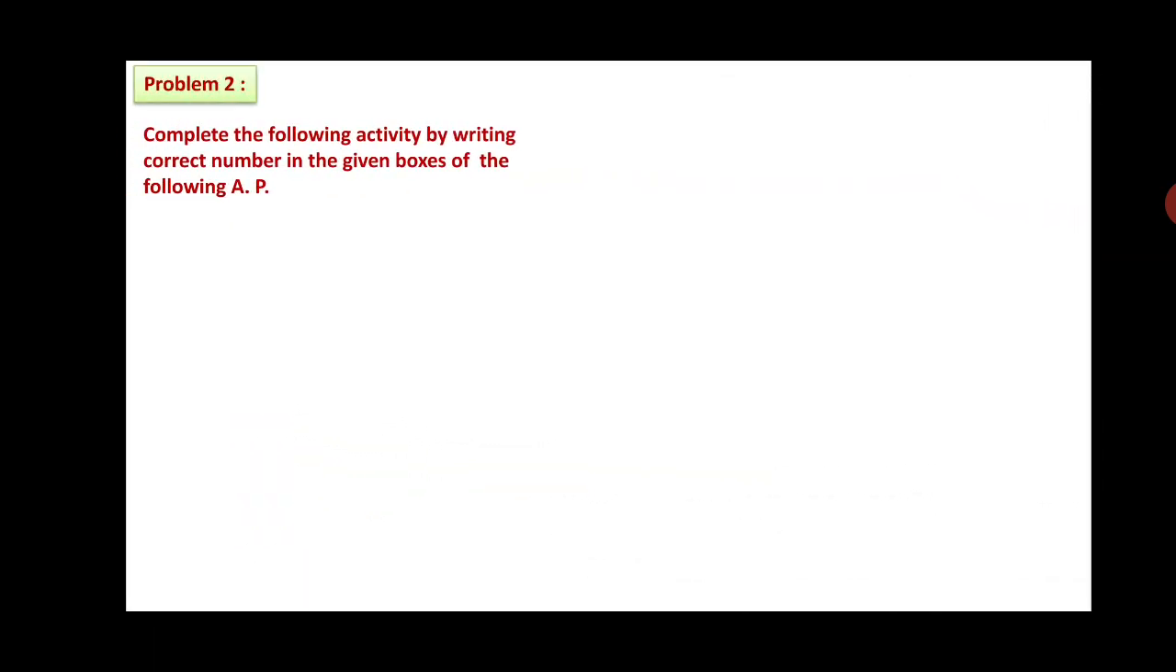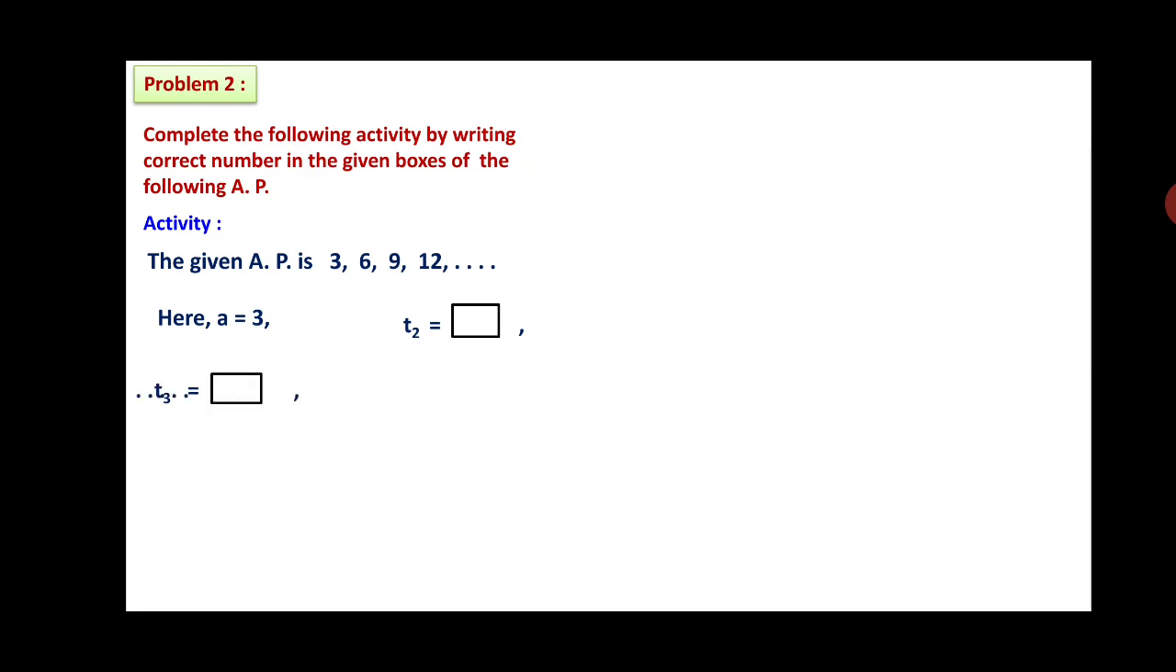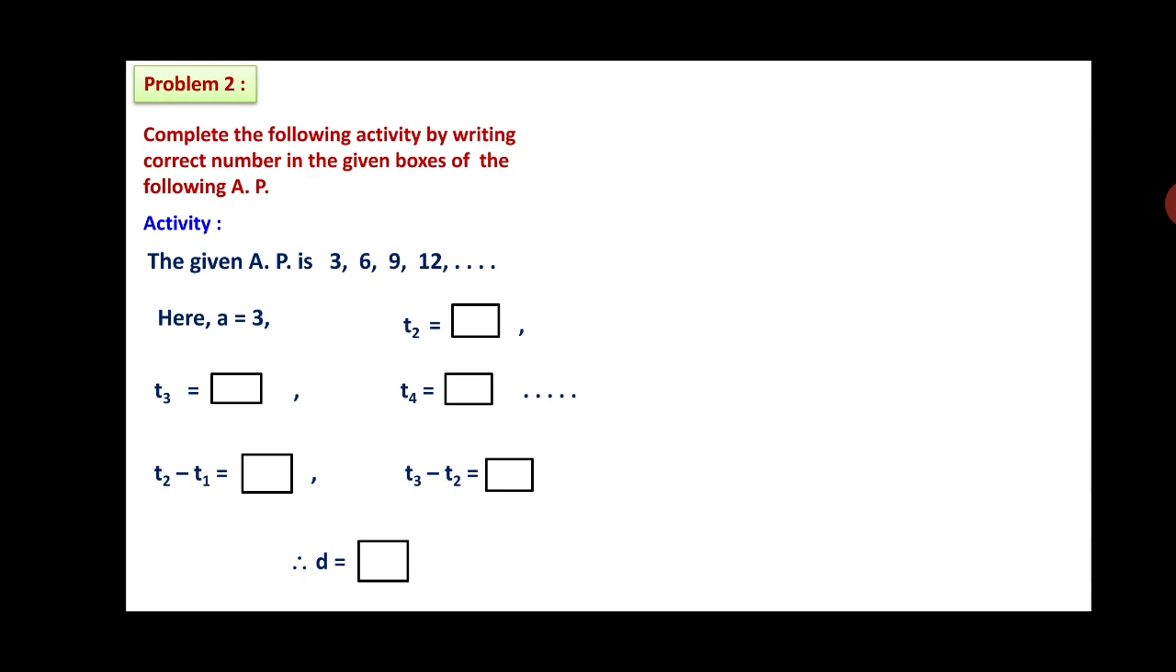Now we'll consider the second activity based problem. Complete the following activity by writing the correct numbers in the given boxes for the following AP. The activity is like this: the given AP is 3, 6, 9, 12 and so on. Here a is equal to 3, T2 you have to write, T3 you have to write, T4 you have to write from the given AP. Now T2 minus T1, what is the value? T3 minus T2, what is the value? Then d is equal to what? You have to write. Let us start with the activity solution.